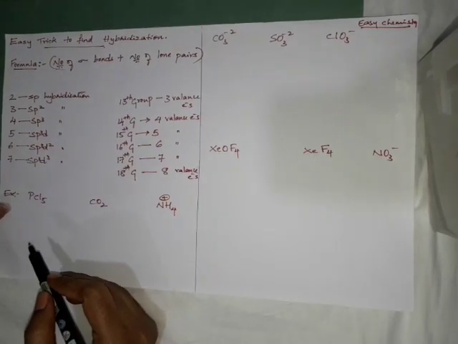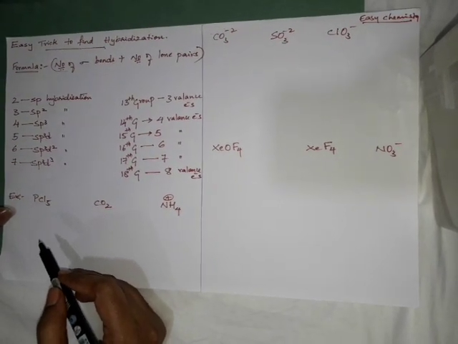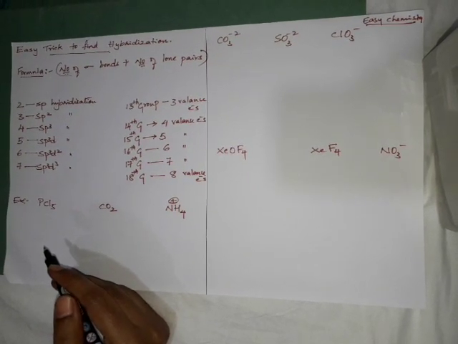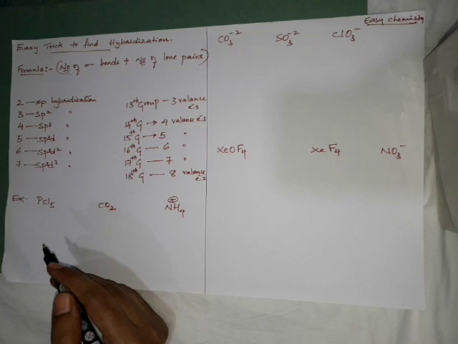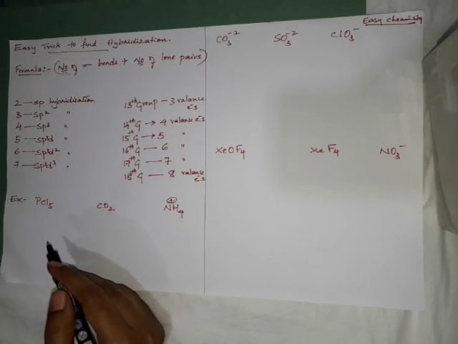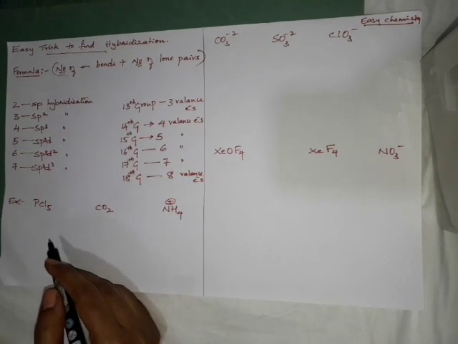Today I would like to talk about an easiest trick to find the hybridization. Hybridization is a very important topic where most of the children find it difficult to do the hybridization for molecules. And here I come with a very simple formula.